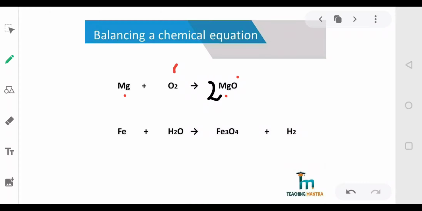But if we write 2 on the right hand side, the magnesium on the left hand side is not getting balanced. So here also we will write 2. Now the equation gets balanced. That is 2Mg plus O2 gives 2MgO. Okay. Now the second reaction, I'll give it to you and you will try this. And I'll send you the answer later.